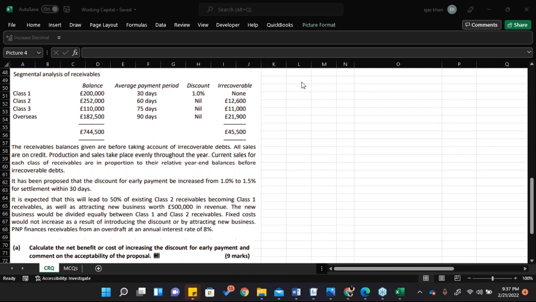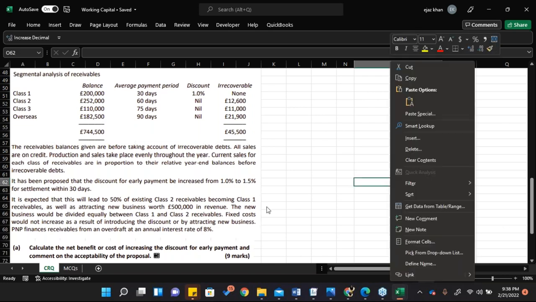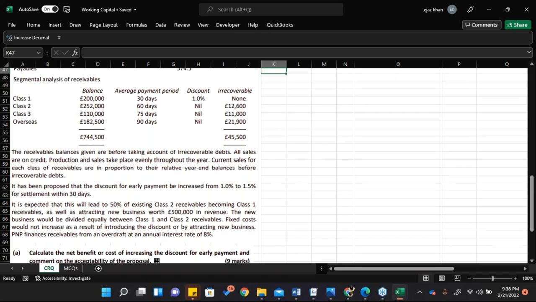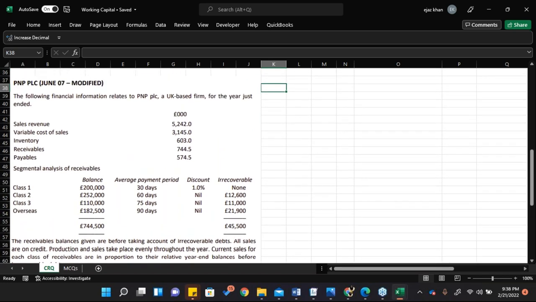If you listen carefully, it won't be confusing anymore. We have to calculate the net benefit or cost of increasing this discount policy. If they're increasing their discount from 1% to 1.5% for debtors who pay within 30 days, there will be a few changes, and we have to calculate those changes. So we will solve in pieces, and then we'll compile all the calculations.